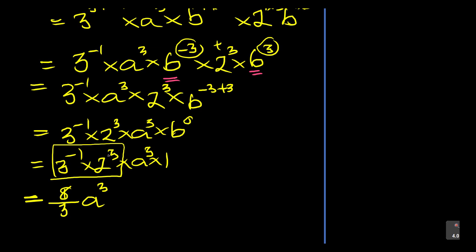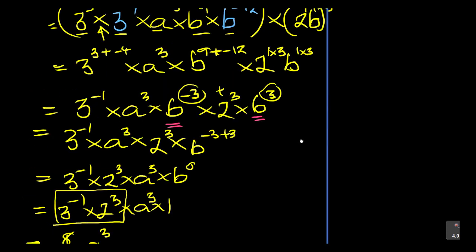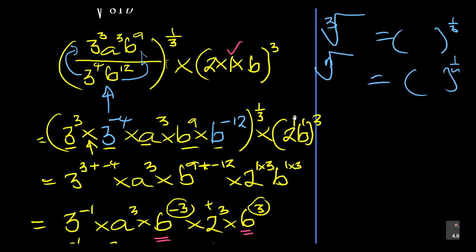It gives us a fraction, 8 over 3. Yes, 8 over 3. Then there's that a to the power of 3. Then this becomes the answer. You understand? So, as I said, how do you test it? I'm not going to do it for the sake of time here, but you do this.